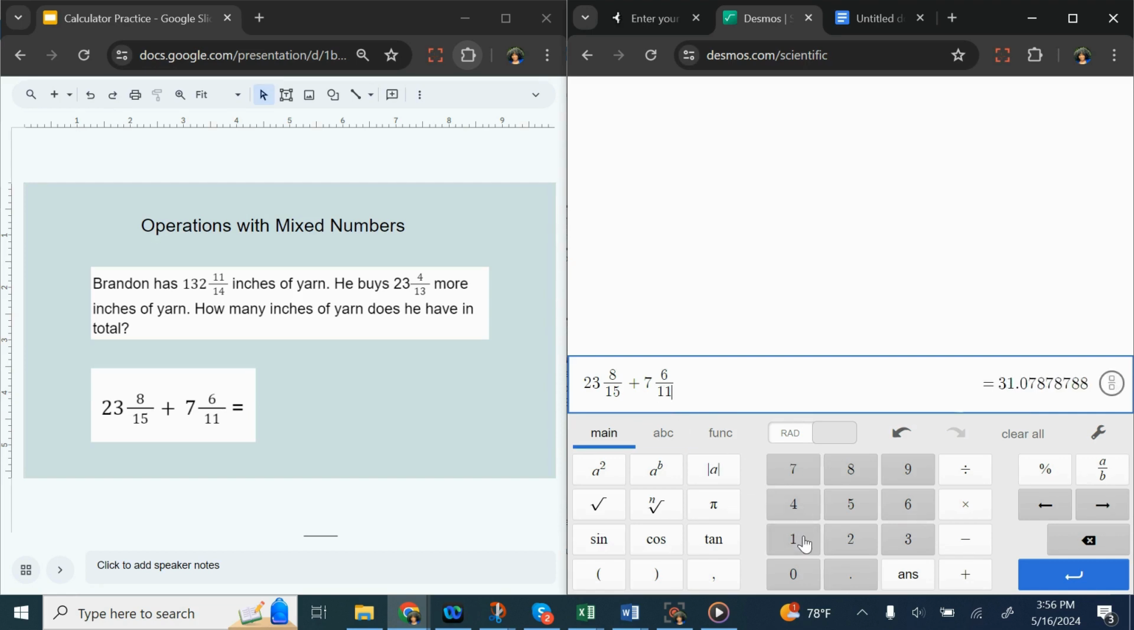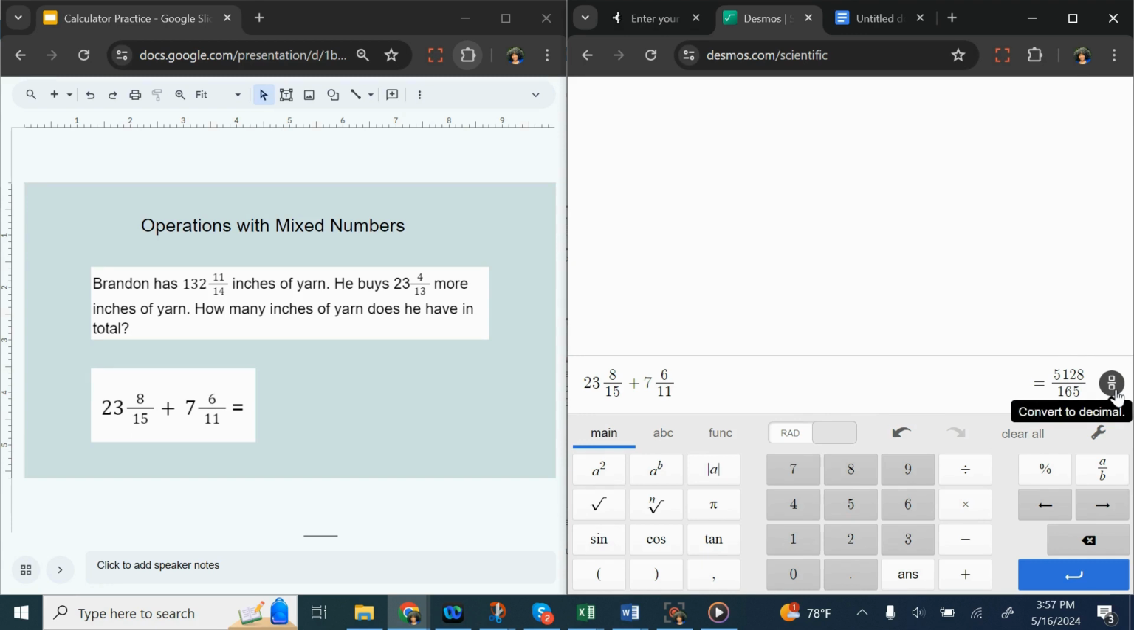And you all should have gotten this number as a decimal, or if you hit it again, you get this fraction as your answer. Either one of those would have worked. Okay, so you've learned how to use the online calculator to solve problems with mixed numbers. Remember, just type in your whole number first and then hit the fraction notation button and type in your fraction.